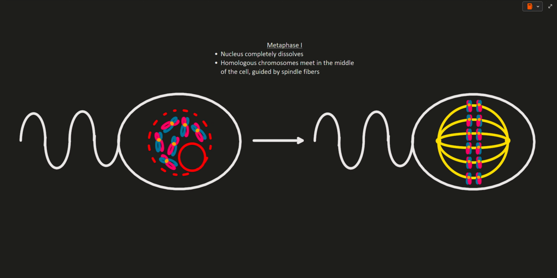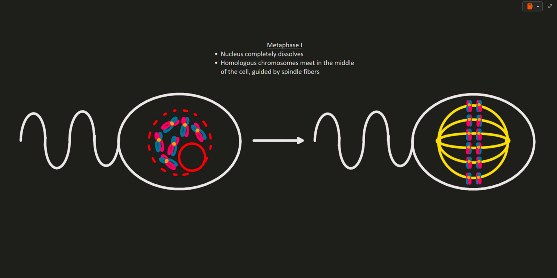During metaphase 1, the nucleus and nuclear envelope completely dissolve and disappear. Also, homologous chromosomes meet in the middle of the cell. This is different from mitosis, where chromosomes line up in a single file line in the middle of the cell. In meiosis, homologous chromosomes pair up and meet in the middle of the cell.